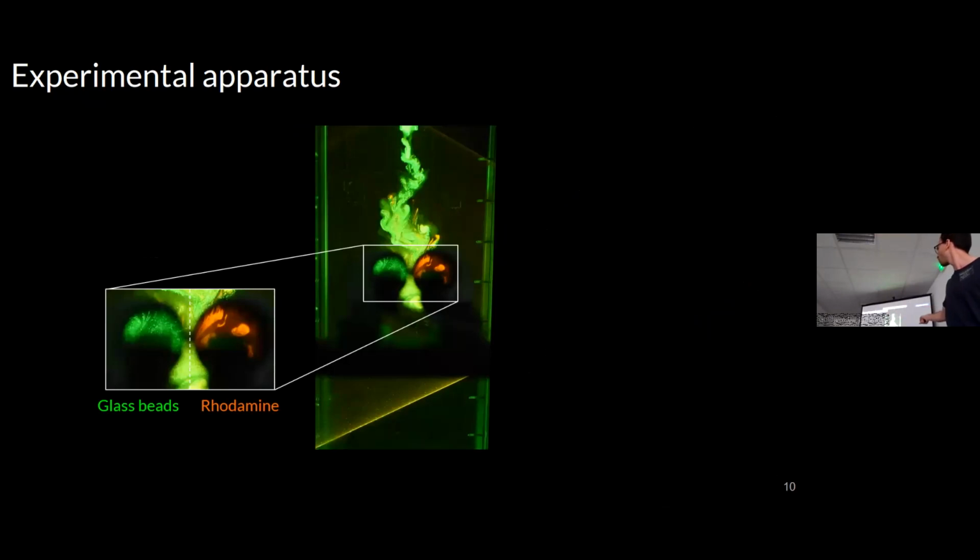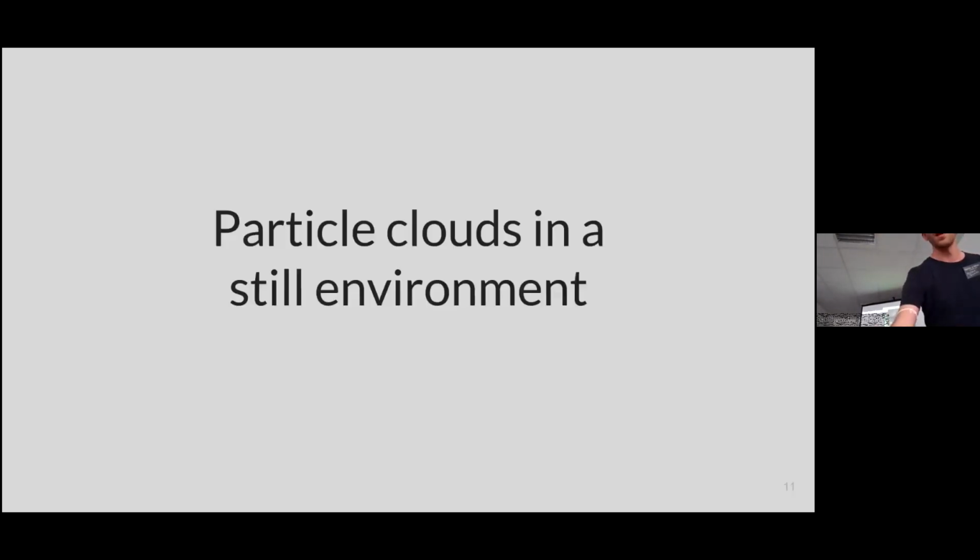You've got a cloud which is falling and you have particles and rhodamine. And thanks to the goggles, the 2 filters, you can make a clear difference between just particles on the left-hand side and just rhodamine on the right-hand side. Okay. So let's see what we have in a still ambient to begin with.